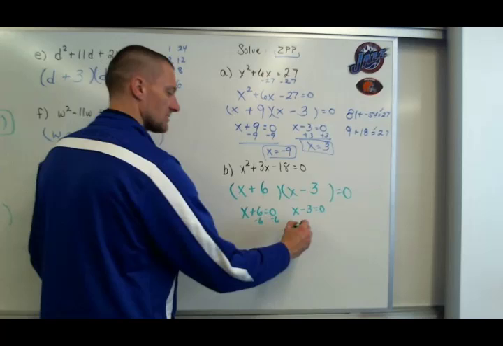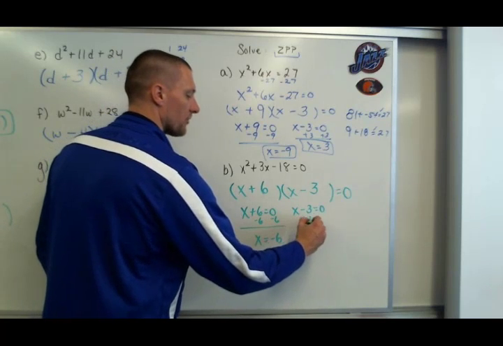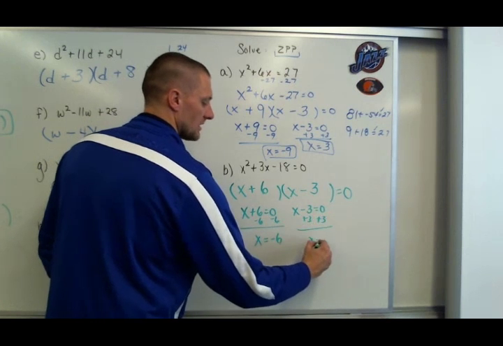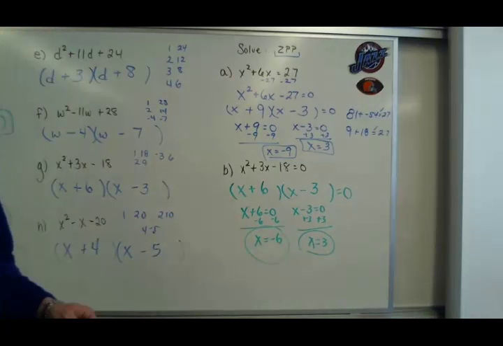So subtract 6. This gives you x equals a negative 6. Add 3. You get x equals a positive 3. And there are your two answers. You could plug them back in to prove that they work, and there you go.